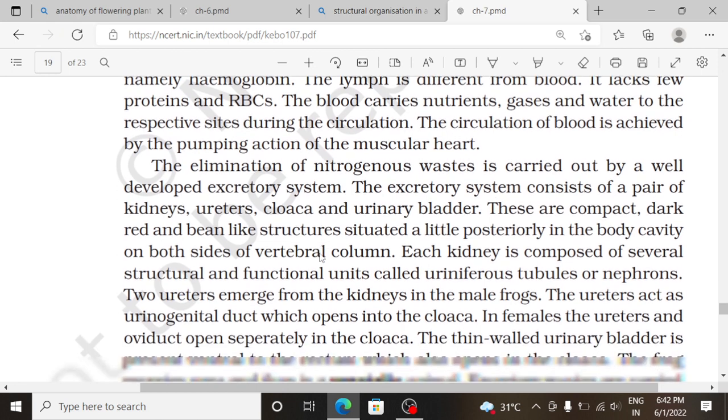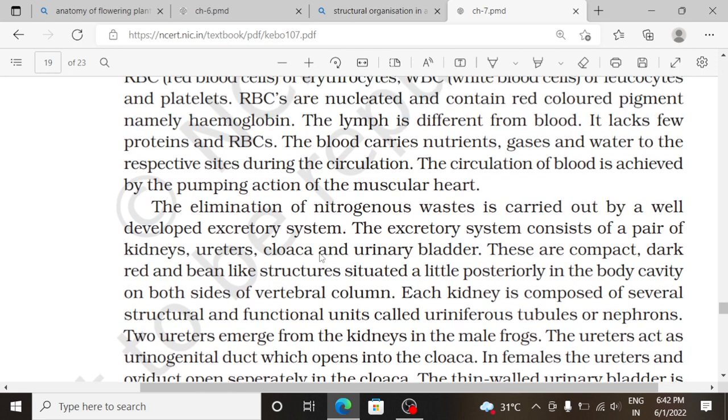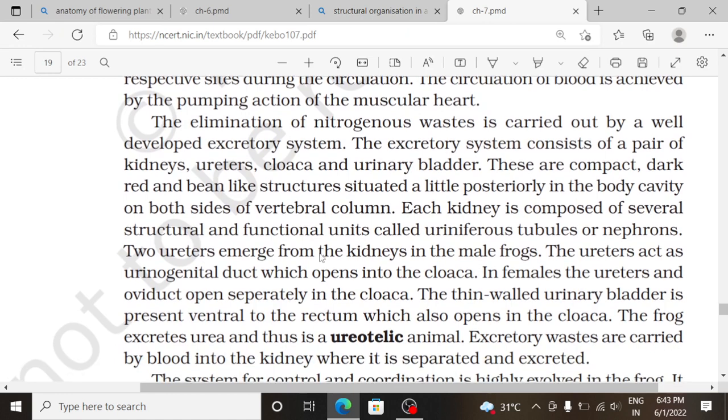The lymph is different from blood. It lacks a few proteins and RBCs. The blood carries nutrients, gases and water to the respective sites during the circulation. The circulation of blood is achieved by the pumping action of the muscular heart.